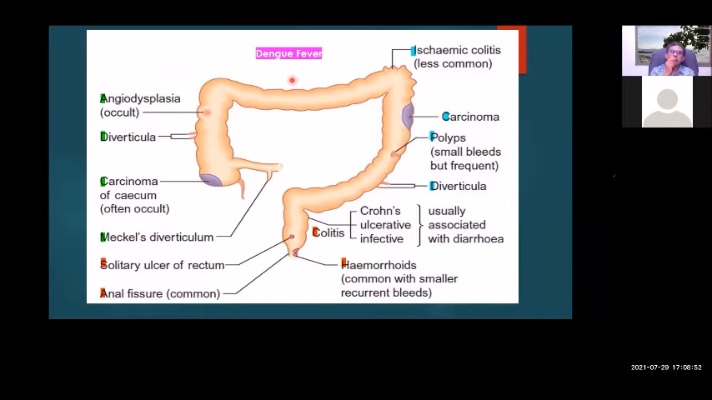I have to remind you of the important condition of dengue fever as a cause of lower GI bleed. This is especially so in children and young adults. In our country, where dengue is endemic, this condition should always arouse suspicion as the cause of bleeding.